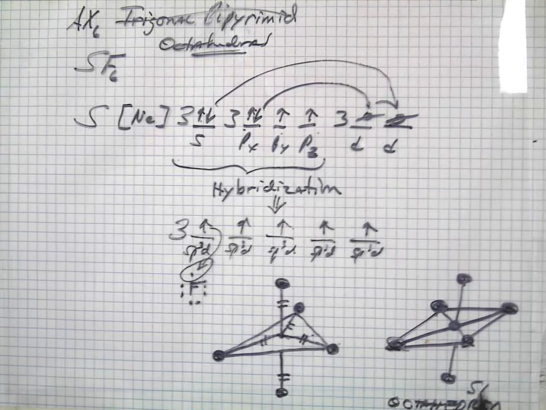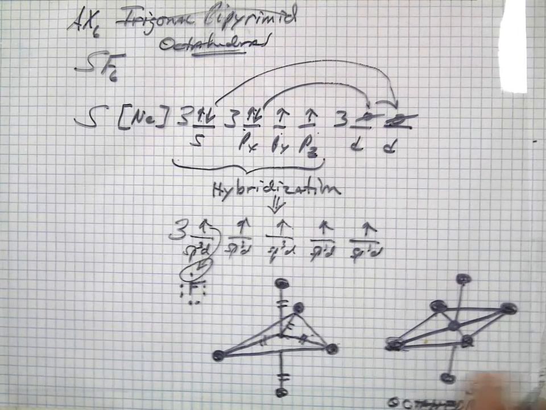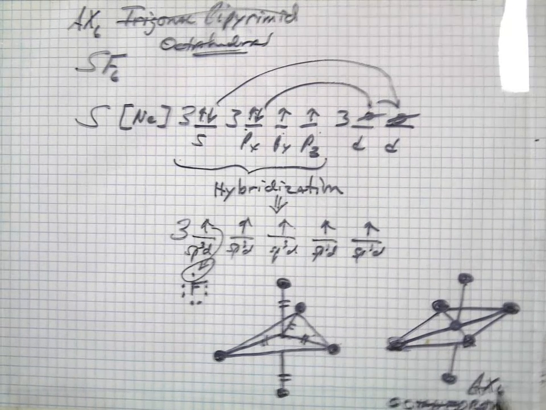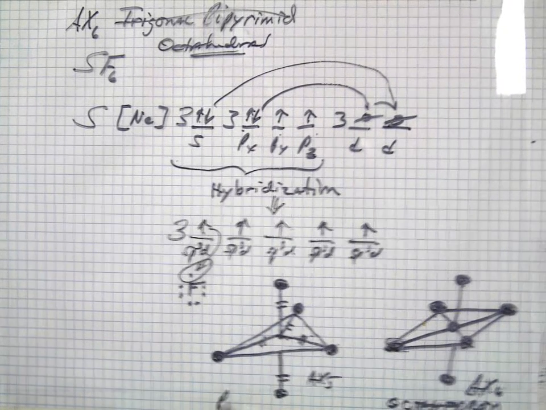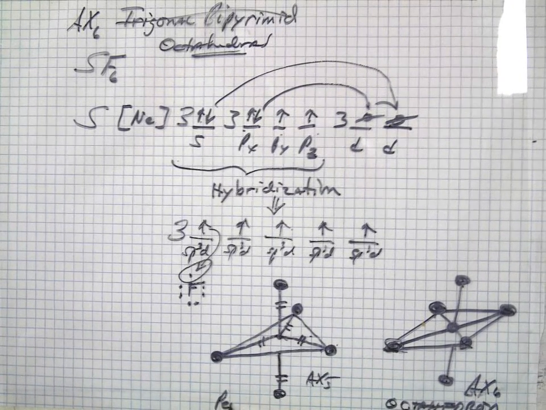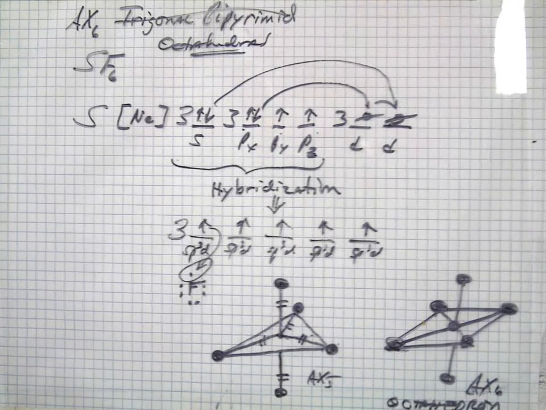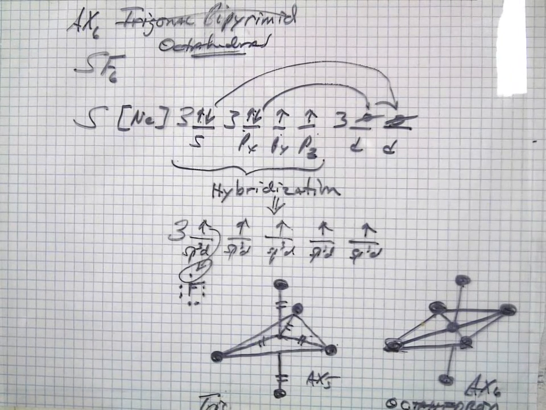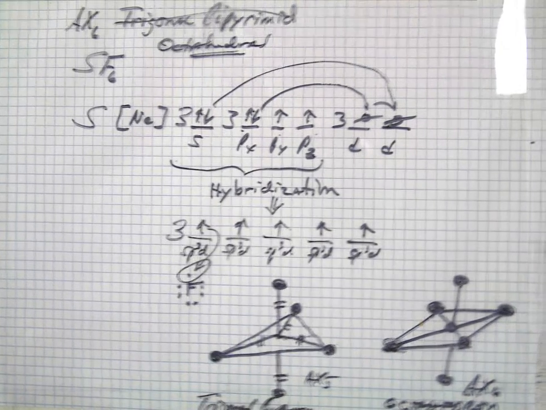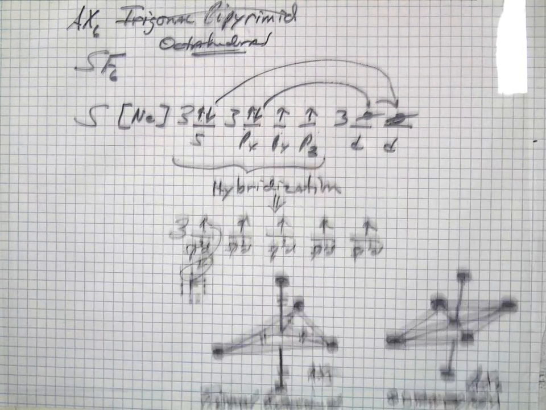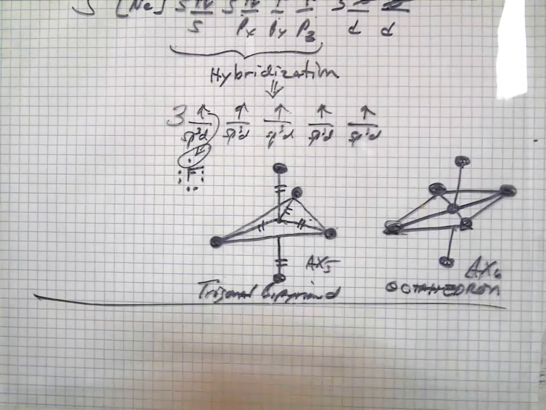This is an AX6, and this is an AX5, which is a pentagonal. No, it's a trigonal bipyramid. You get mixed up. All right, let me start this section over. I'll do PCl5 and you'll see how it works.